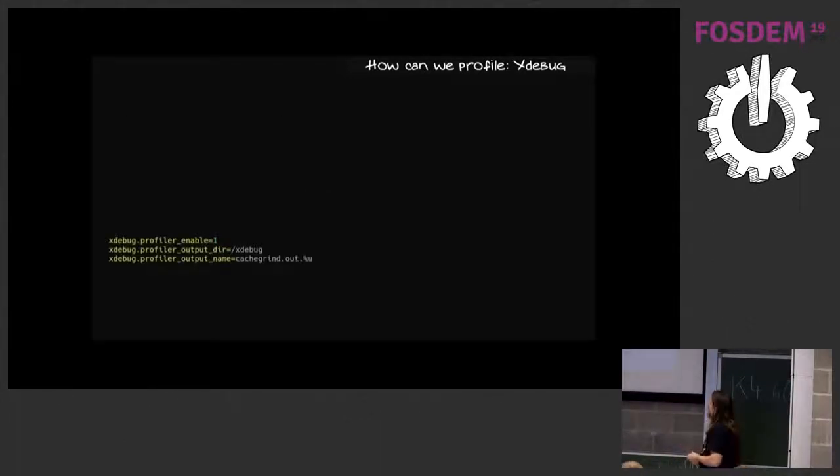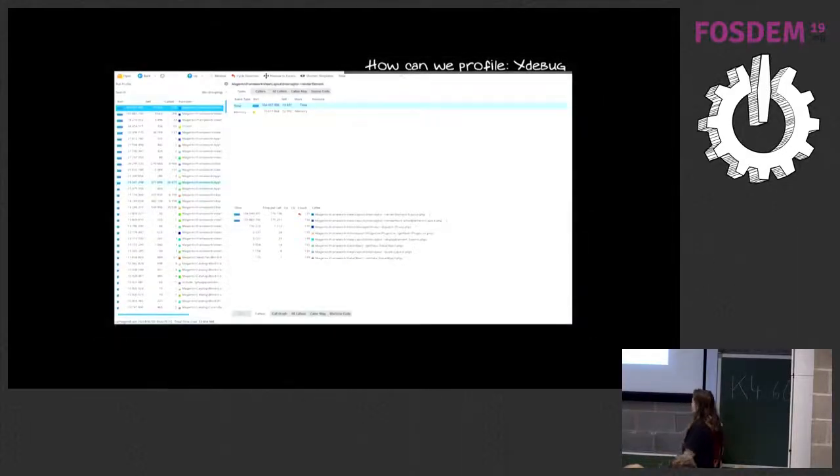So what I usually use is to enable the profiler, write it somewhere, and name the file cachegrind.out.%u. That's just a timestamp. You could be smarter about this and get more information. You can find it in the documentation of Xdebug. And once you get those cachegrind files, you can open them in a tool like QCacheGrind or KCacheGrind or whatever cachegrind tool there is. I think there is a web-based one also.